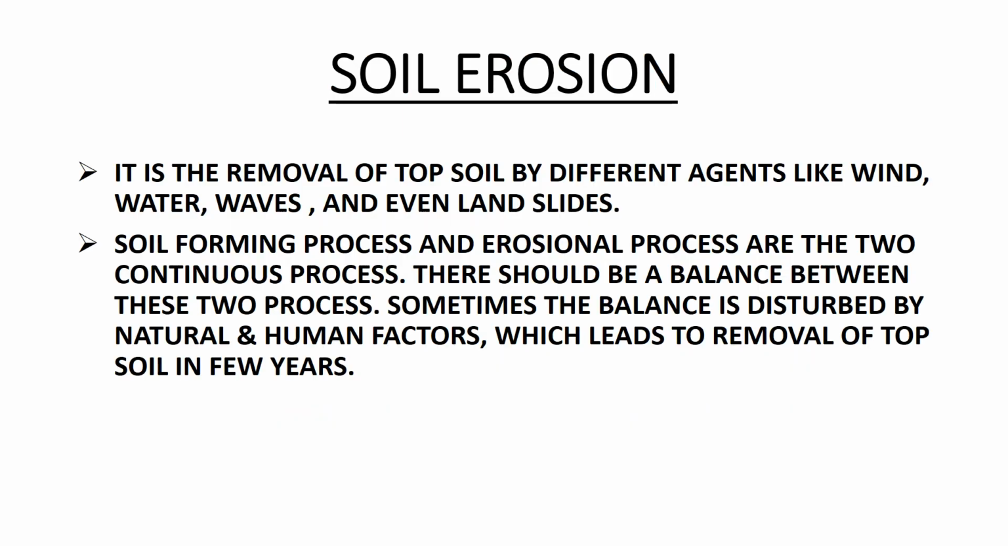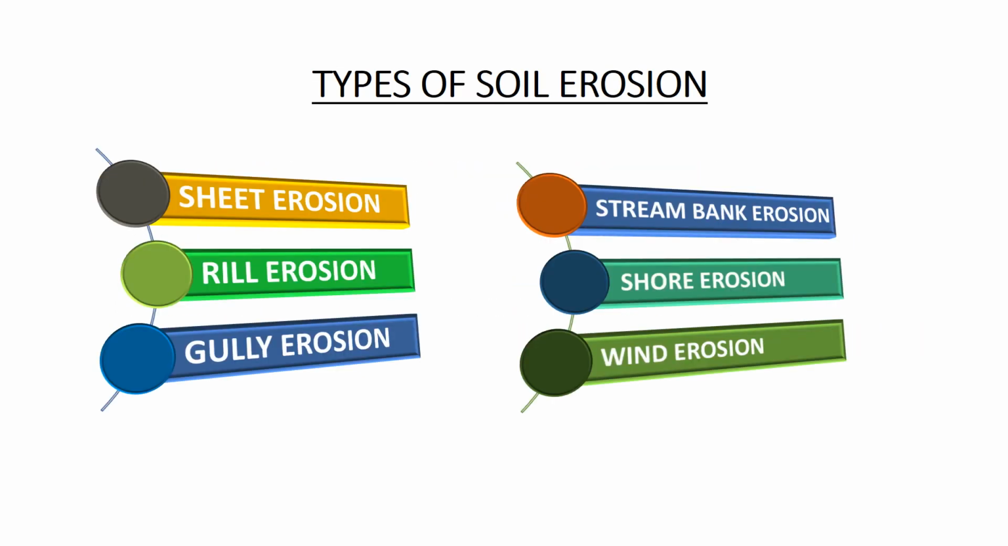Soil erosion. What is soil erosion? It is the removal of topsoil by different agents like wind, water, waves, and even landslides. Soil forming process and erosional process are the two continuous processes. There should be a balance between these two processes. Sometimes the balance is disturbed by natural and human factors, which leads to removal of topsoil in few years.